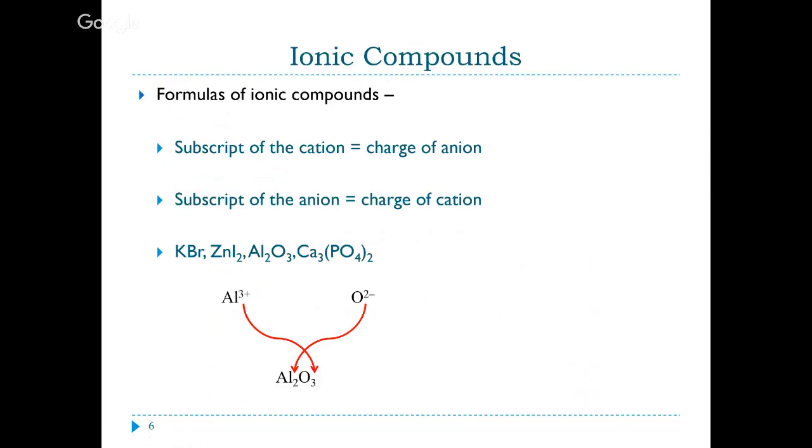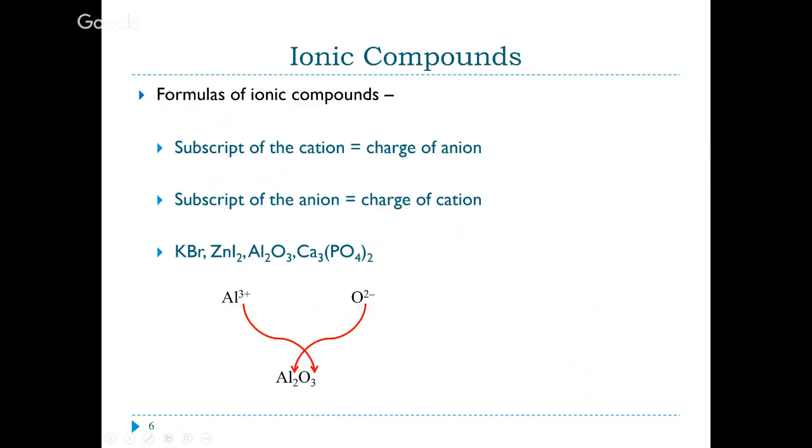So how do we determine the formula of an ionic compound? We simply call this the crisscross method because you look at the charge on the cation, you look at the charge on the anion, and then you simply pull the number down and make it a subscript. So here we have aluminum oxide.